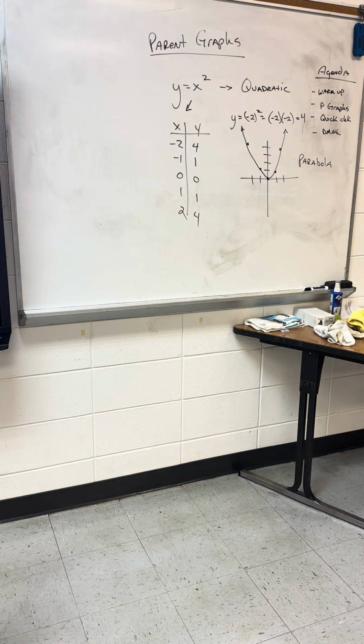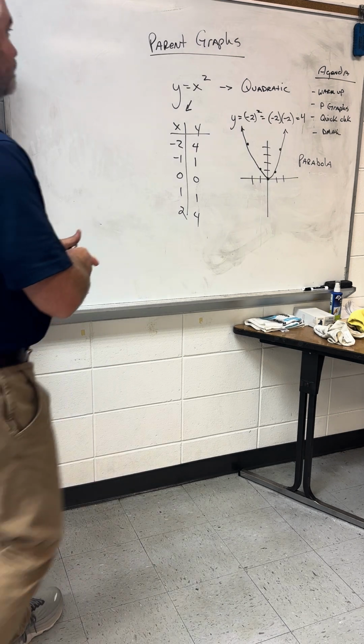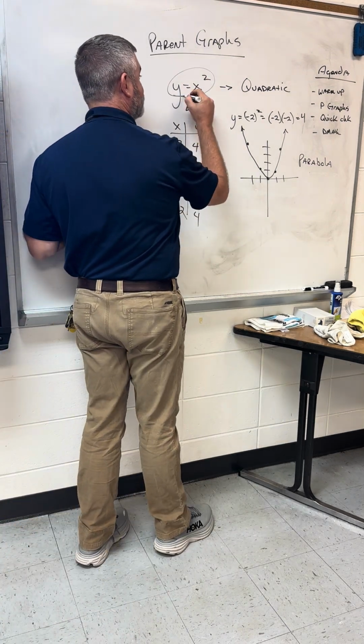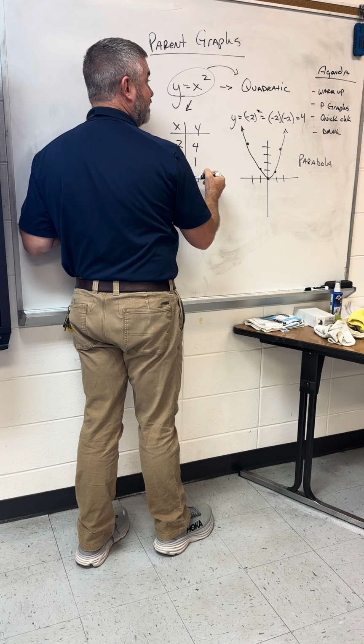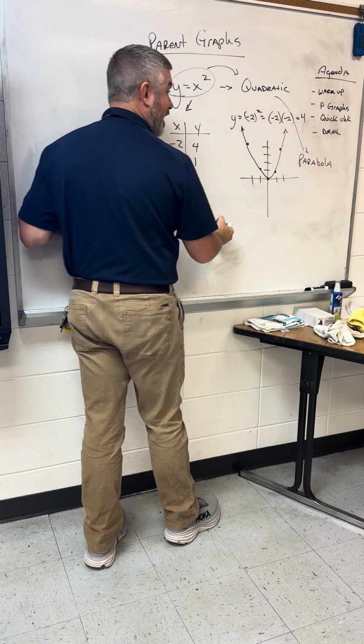Now, I can point it down, right? If I change A to be a negative, it points down, but we'll get there. That's down the road. Okay? So, y equals x squared is called a quadratic. The graph of it is called a parabola.